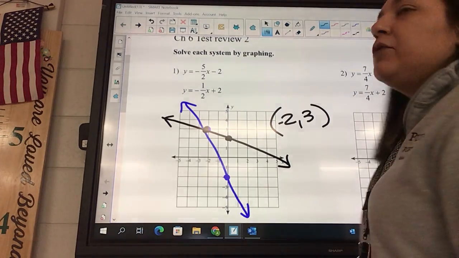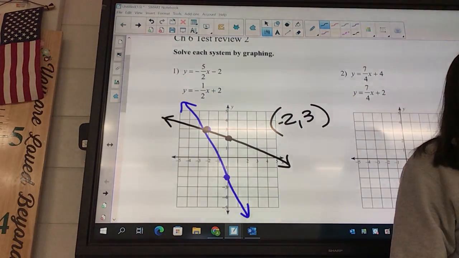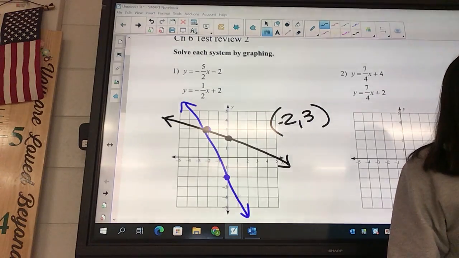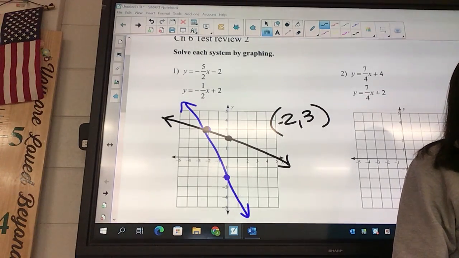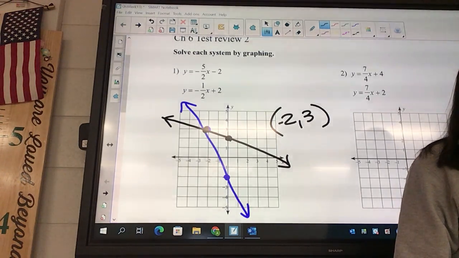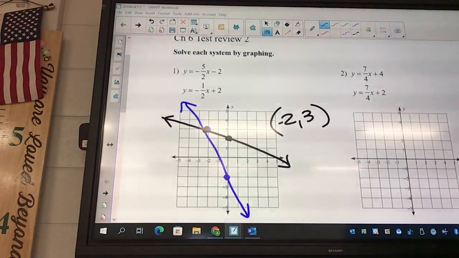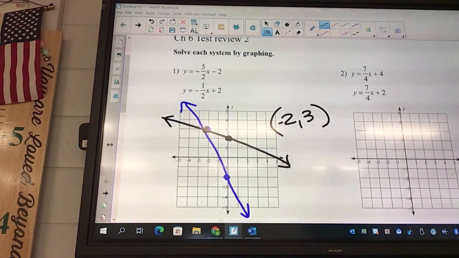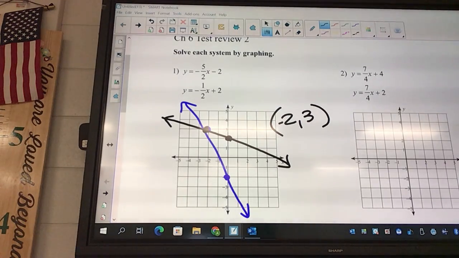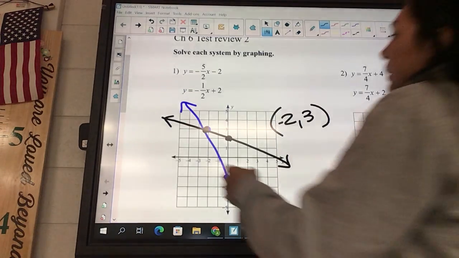What are the other two solution options? This is a one solution. What are the other ones? What does this look like? No solution, and then there's one more: infinite solutions. What does that look like? Yeah, it's a line on top of a line.